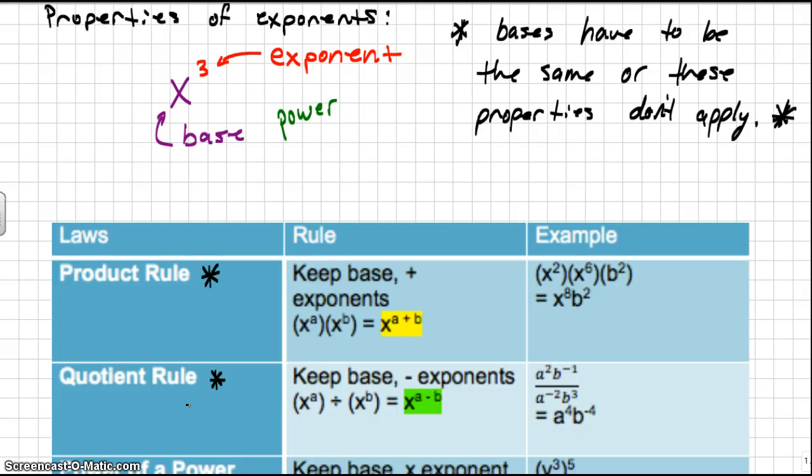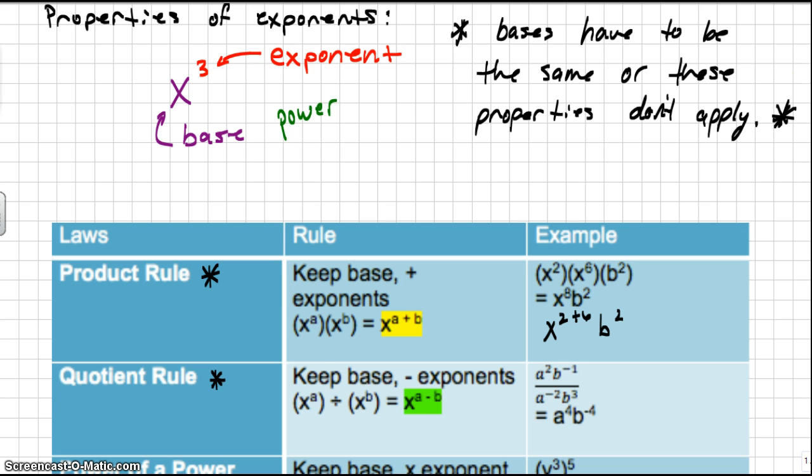So for the product rule, I have two powers with the same base multiplied together. When that happens, I add exponents. In this case, I have x to the a times x to the b, and I get x to the a plus b. And if you look over at the example, it says x squared times x to the 6 times b squared. Because the x squared and x to the 6 have the same base, I can rewrite that as x to the 2 plus 6. But because the b is a different base, I have to leave that the same. I can't combine that. And then that becomes x to the 8th b squared.